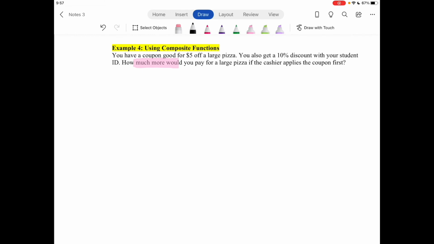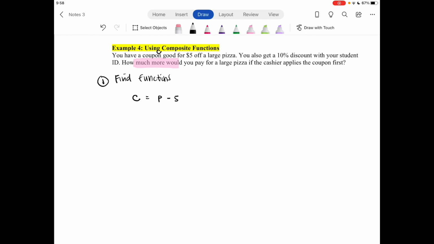But before we can do that, the first thing we need to do is find what our functions are. We have one function that we get from the coupon, which we're going to represent by a C. We know the coupon is $5 off of the pizza. Let's say that we represent the cost of the pizza with the variable P. We're going to take that price and subtract $5 to figure out how much it costs with the coupon.